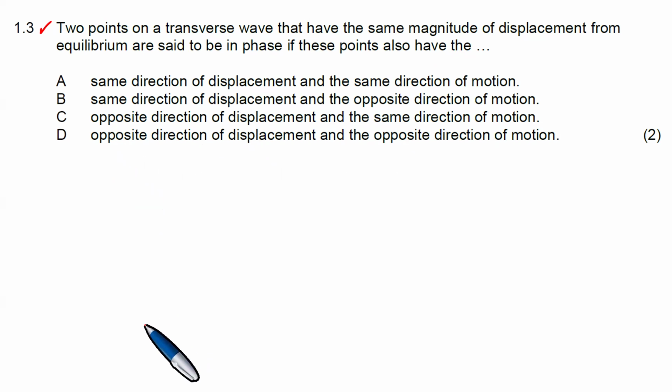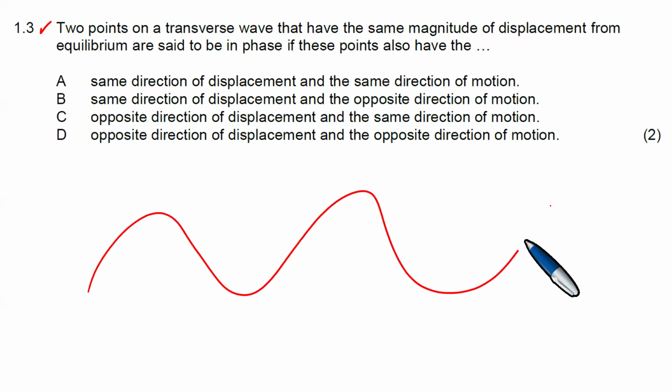Right, anyone home? I think it's B. Anyone home? You think it's B? Okay, that's fine. So we're saying 2 points on a transverse wave that have the same magnitude of displacement from equilibrium. So in other words, here's the transverse wave. Now here is equilibrium.